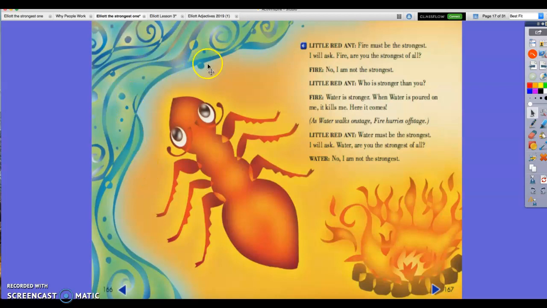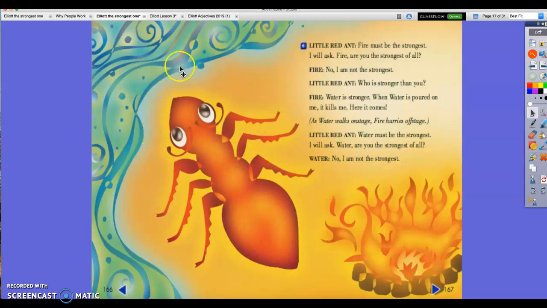Right, we see that this here, it looks like water. And we also know in our mind that water will put out fire. So let's see. Water is stronger. When water is poured on me, it kills me. Here it comes. Then we have those parentheses. As water walks on stage, fire hurries off stage. Water must be strongest. I will ask, Water, are you the strongest of all? No, I'm not the strongest.